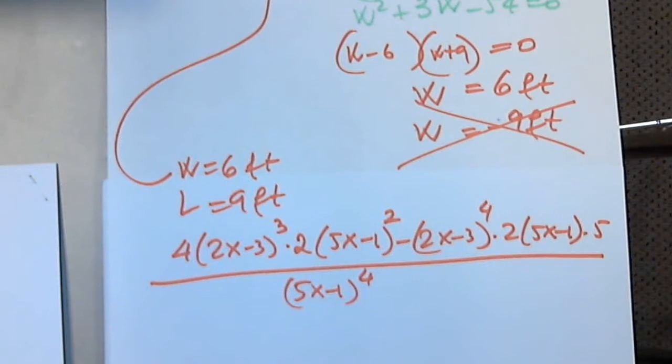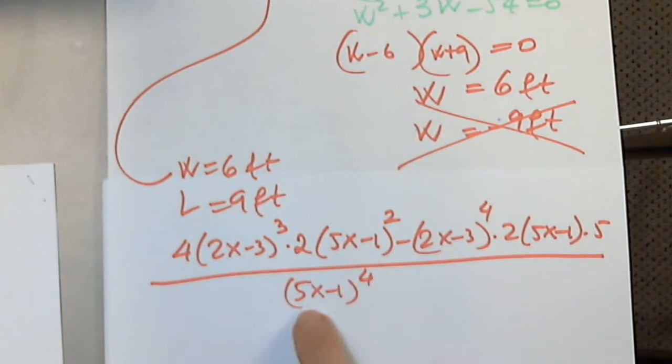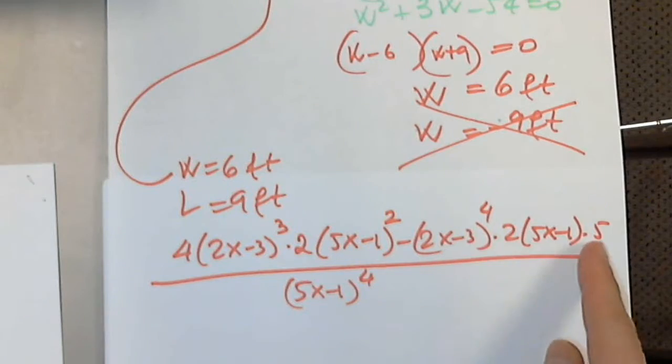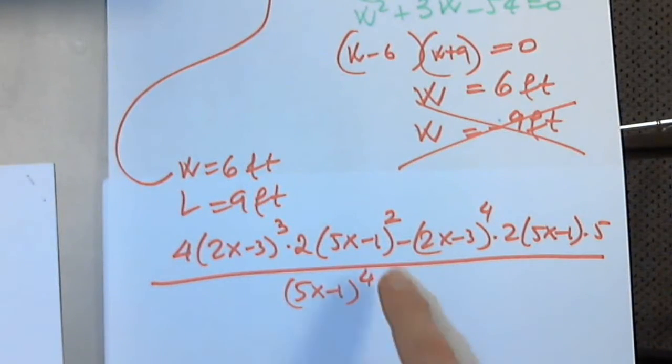Crossing out the 5x minus 1s on both sides of the fraction bar. You mean the top and the bottom, canceling this with this? Yes, that would be a terrible mistake. Why? Because these are how many terms? 2 terms, and I cannot simplify terms or portions of terms. Correct. Awesome. Thank you.